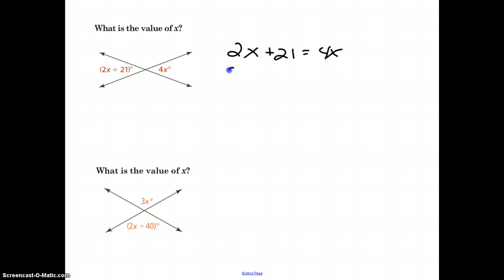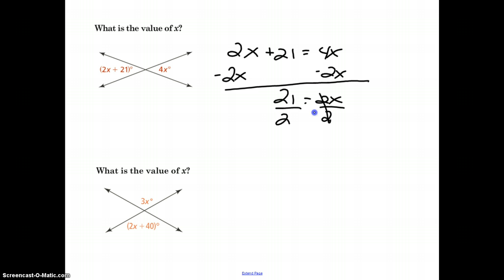From here, we know we're going to subtract 2x from both sides to get our x's on one side. And that gives us 21 equals 2x. And then divide both sides by 2. And so these guys cancel. And that's going to leave me with x equals 21 over 2. Since 2 doesn't divide evenly, you can leave it as 21 halves. And I prefer that you leave things in fraction form over decimal form. So x is 21 halves.